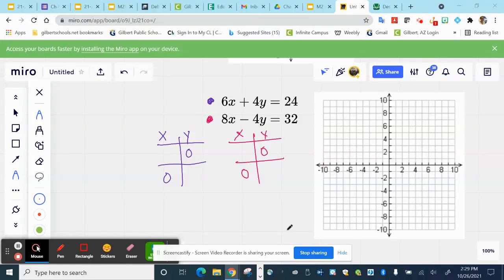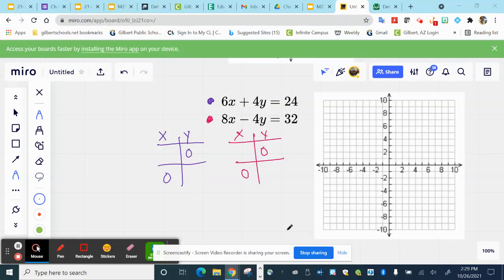Okay, so we have a system of equations, and we are going to solve those by graphing. Now, you'll notice that both of these equations are in standard form. So the easiest way to graph from standard form is just to graph using intercepts.